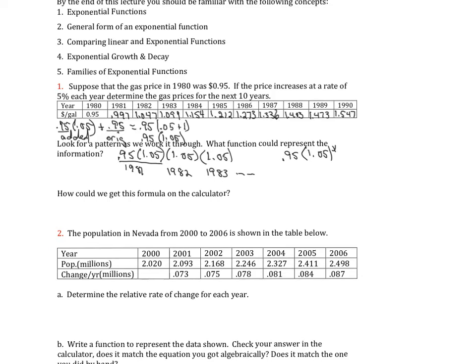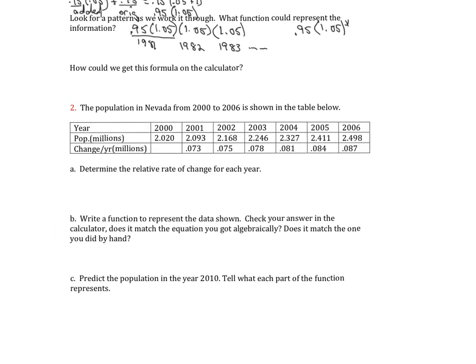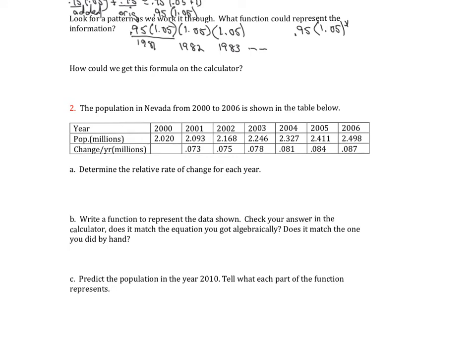Now this next part talks about finding that on a calculator. I will go over that part with you in class. Question number 2 is about population in Nevada from the years 2000 to 2006. I've gone through and found the populations for you, and in addition to that, I've found the amount of change from one year to the next. This is the change from 2001 to 2000. This is the change from 2002 to 2001, and so on.